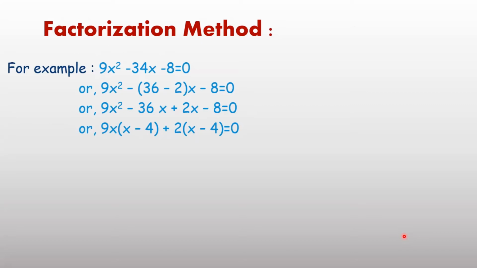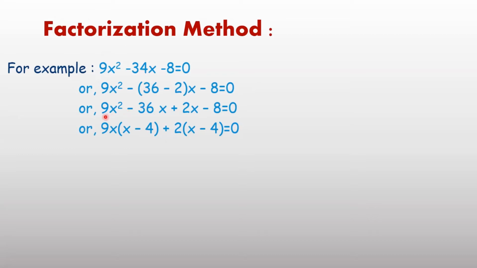First you multiply 9 and 8. 9 times 8 is 72. We find two factors of 72 whose difference is 34, because here the sign is minus, and if the sign is negative then the difference should be 34. It implies in place of 34 you write down 36 minus 2, because 9 times 8 is 72 and 72 we can write as 36 into 2. 36 into 2 is 72 and 36 minus 2 is 34.